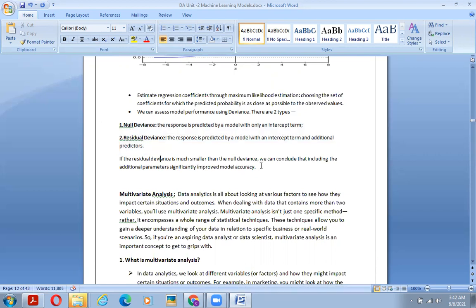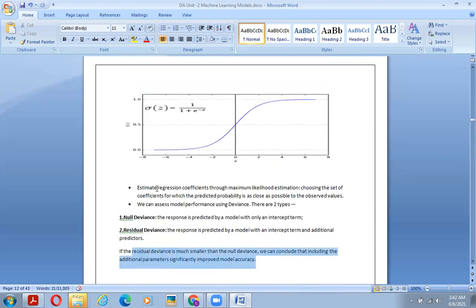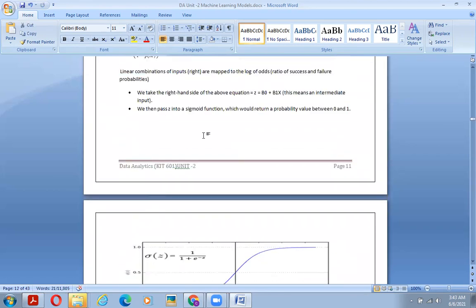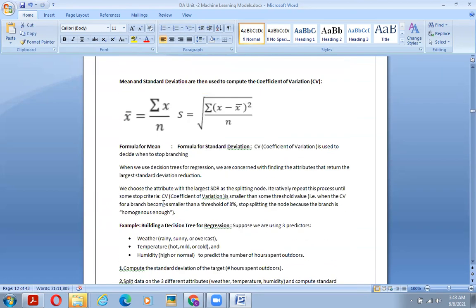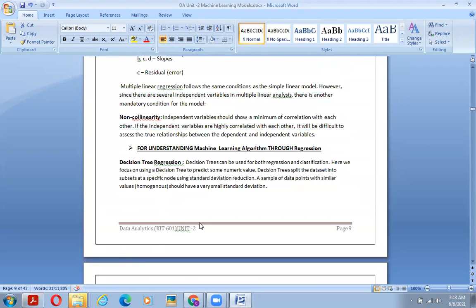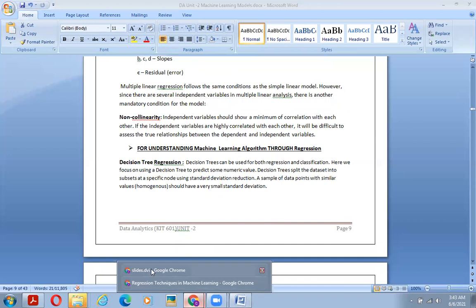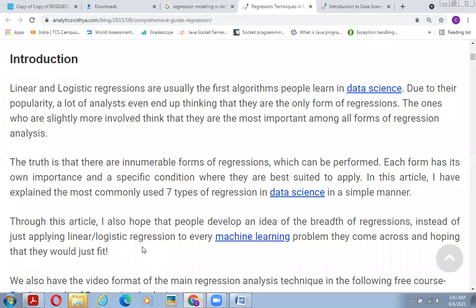Residual deviance is much smaller than the null deviance. We can conclude that including additional parameters significantly improves the model accuracy. Actually, this is the introduction of the regression analysis. We have only some theoretical part. We can best learn when it is implemented. Let's go through some slides to understand it.